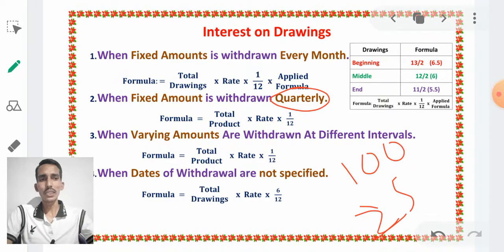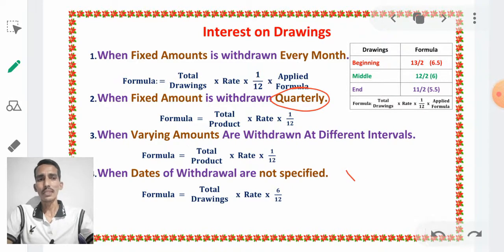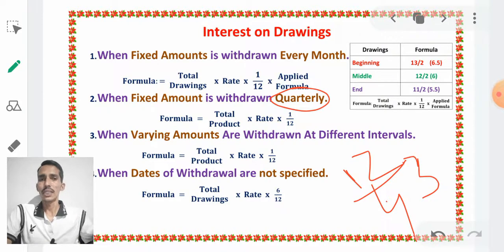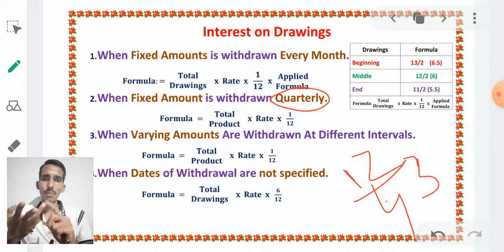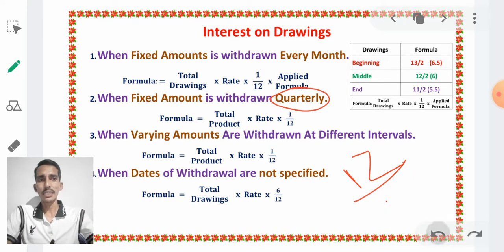There are total 12 months in a year, right? If we divide the 12 months into 4 parts, each part is considered as 3 months, and that 3 months is called a quarter. Means 3 months plus 3 months plus 3 months plus 3 months, total 12 months, so 1/4 portion is called a quarter, right? Let us discuss what it is saying in the problem.